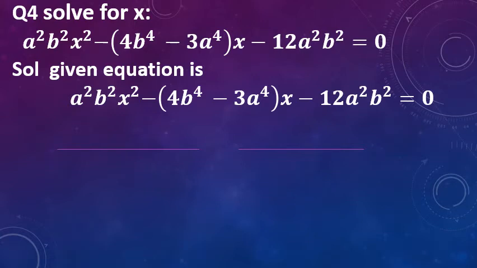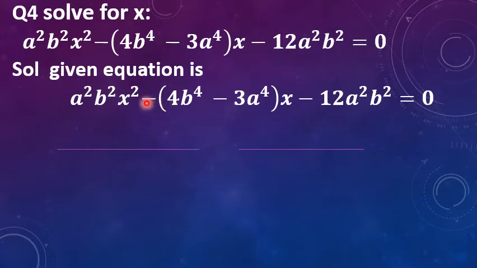Come on, question number 4. Solve for x. Our equation is a square b square into x square minus bracket 4b raised to the power 4 minus 3a raised to the power 4 bracket close x minus 12a square b square equals 0. So again we are writing our equation: a square b square x square minus bracket 4b raised to the power 4 minus 3a raised to the power 4 bracket close x minus 12a square b square equals 0.